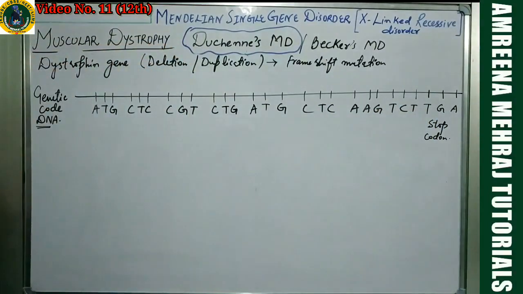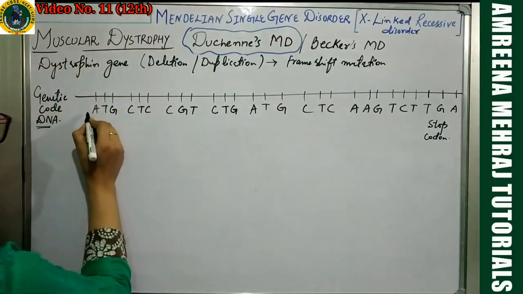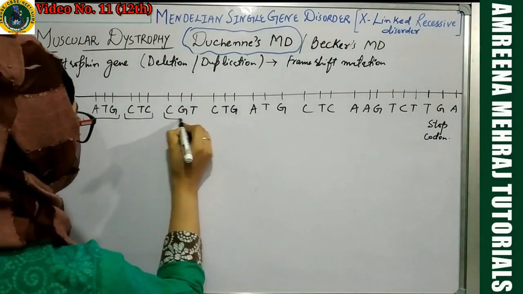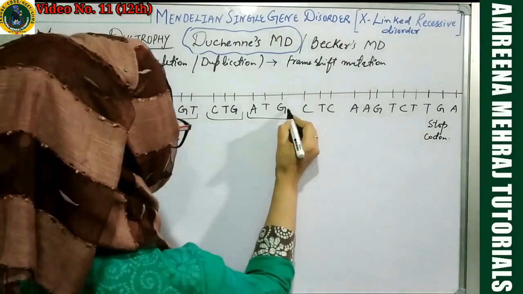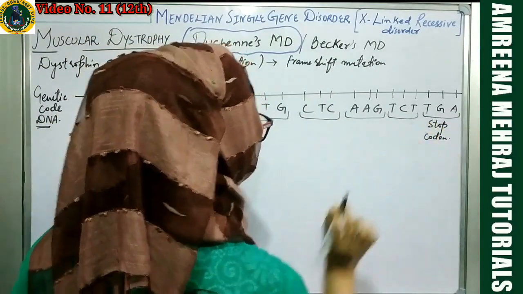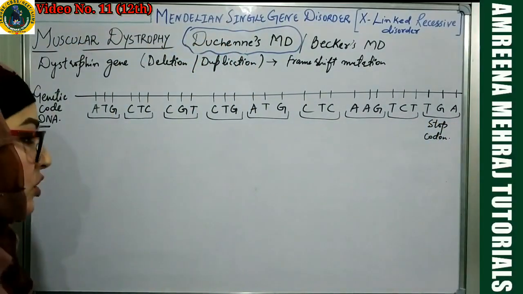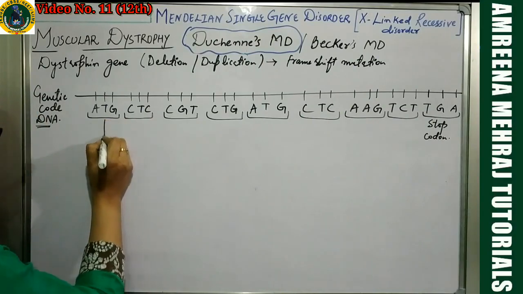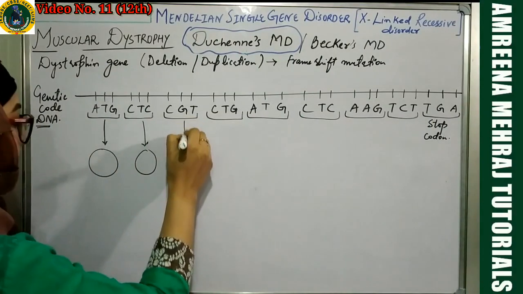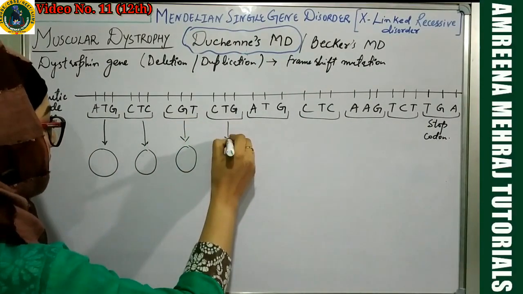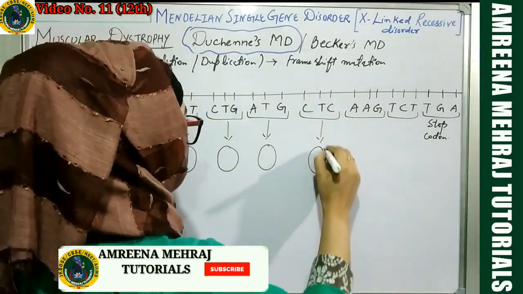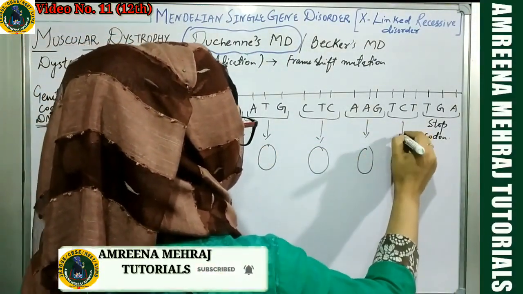Say for example, this is the codon arrangement of the gene. So this is one codon, this is another codon, and so on, and this is the stop codon as I've told you earlier. Now one codon codes for one amino acid. So this codes for one amino acid, this codes for another amino acid, and so on.